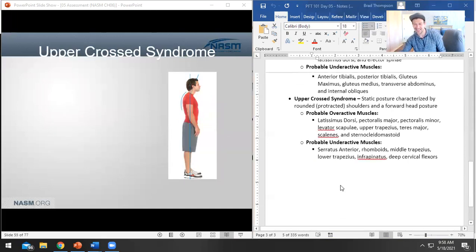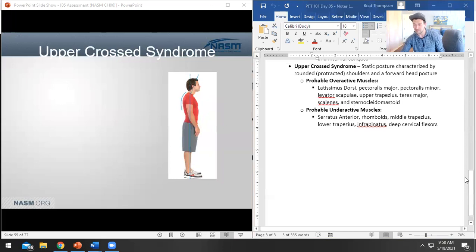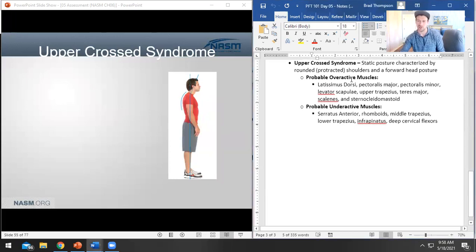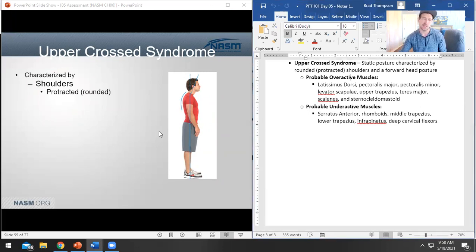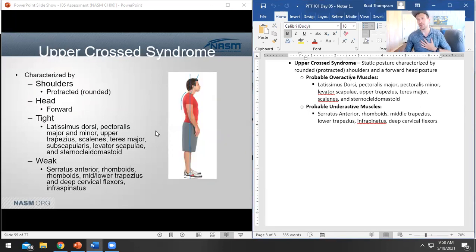So let's go ahead and take a look at upper cross syndrome. This is our third and final postural distortion in our static assessments. Upper cross syndrome is the one that probably everybody is dealing with a little bit, thanks to TV and computers and all that. This is a static posture assessment characterized by rounded or protracted shoulders and a forward head posture. So we're seeing this kind of thing, right?